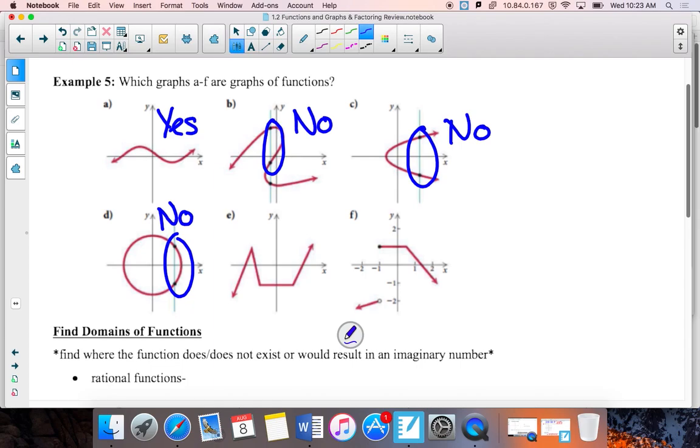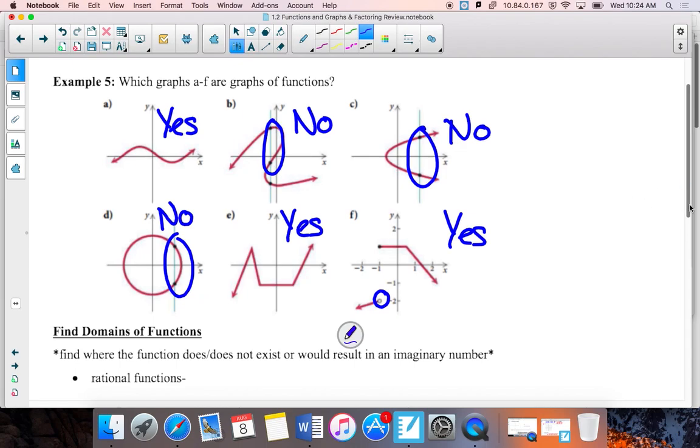For C, since these are all straight lines, this is a function, and no matter where we would put our vertical line, it would not cross it more than once. For F, since this bottom is an open circle, then this is a function because we do not have multiple values for negative 1. If this was closed in, it would not be a function.